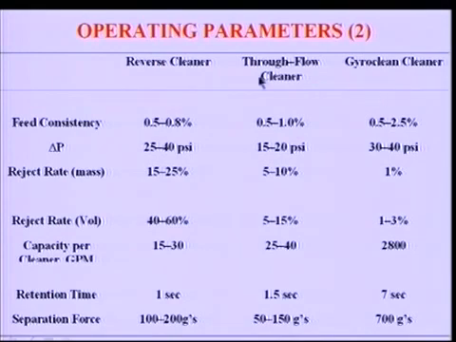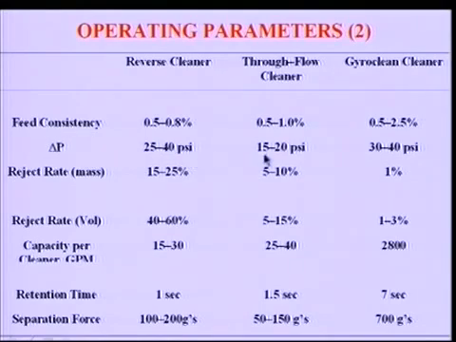Comparing the reverse cleaner, Throughflow cleaner, and gyro cleaner, where all the cleaners are used in removing low density contaminants, you see that feed consistencies for all the cleaners should be between 0.5 and 1%. Even though you can operate the gyro cleaner at higher consistency, you will sacrifice contaminant removal efficiency as consistency increases. So the lower the consistency, the better in terms of contaminant removal efficiency.